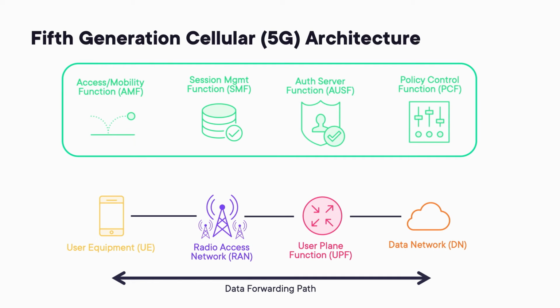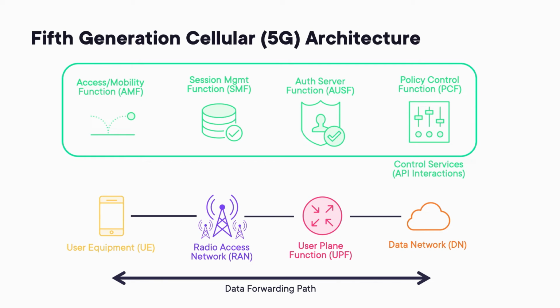The authentication server function and policy control function, AUSF and PCF respectively, are auxiliary services that don't directly interact with the data forwarding items. Authentication ensures that only trusted clients join the network, and the policy control can apply traffic prioritization to improve user experience.